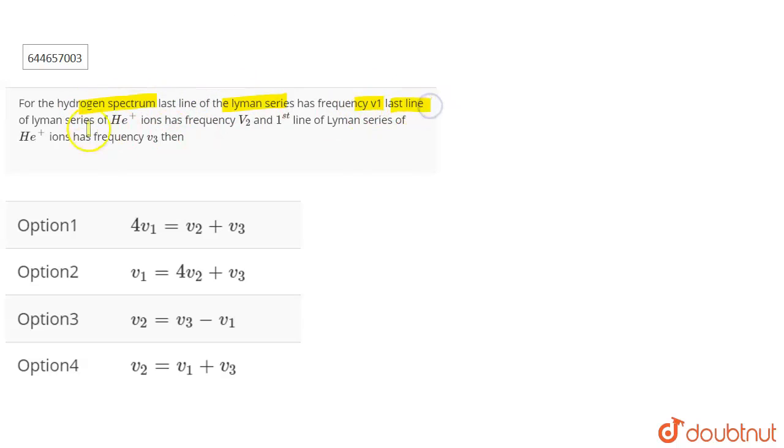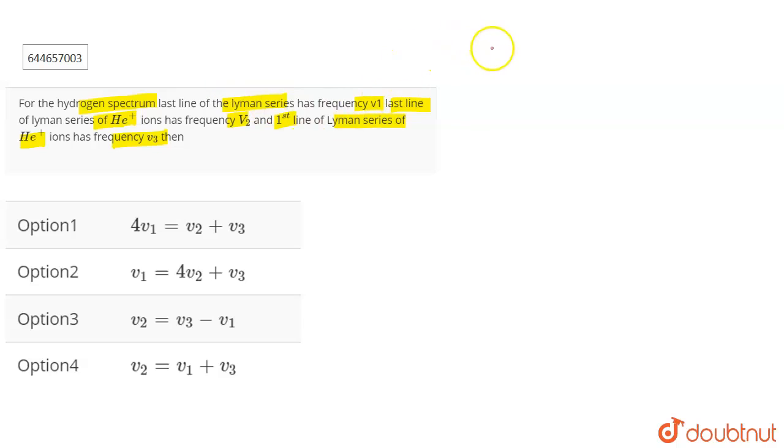The question is, for the hydrogen spectrum, the last line of the Lyman series has a frequency nu1. The last line of the Lyman series of He+ ion has a frequency nu2. And the first line of the Lyman series of He+ ion has a frequency nu3. So we have to give the relationship between nu1, nu2 and nu3.